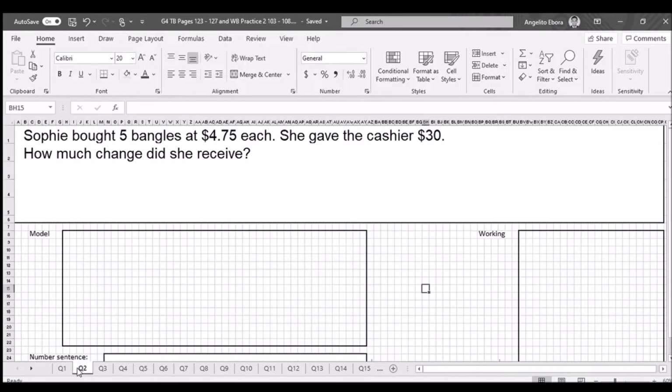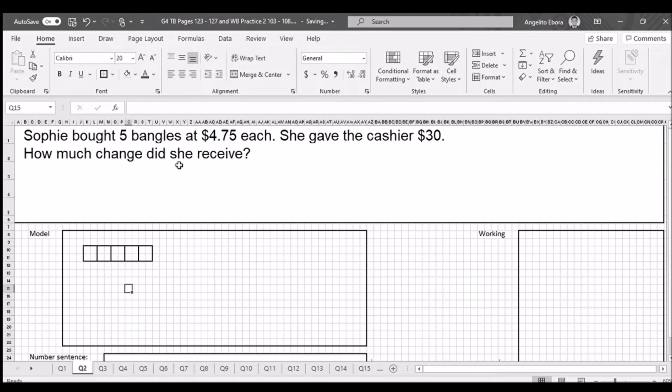Next, let's move on to problem number 2. Okay, Sophie bought 5 bangles at $4.75 each. She gave the cashier $30. How much change did she receive? Okay, so how do we draw models here? So we have 5 bangles at $4.75 each. So let's say that this one is the bangle. So there are 5. So we just copy this. 2, 3, 4, and 5.